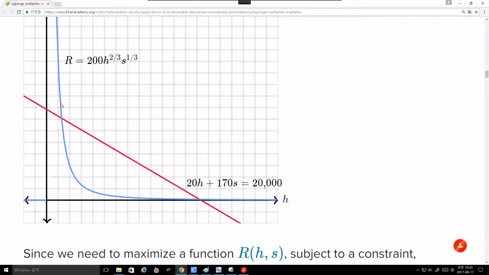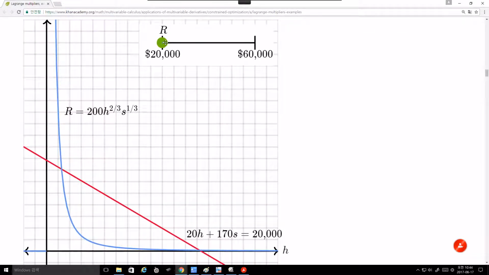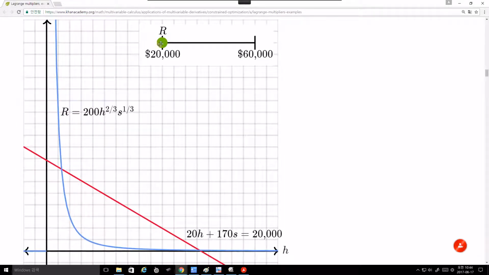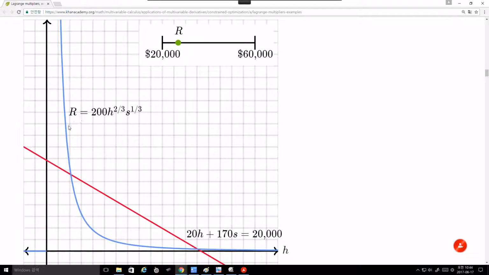So how can we do that? As we increase the revenue, we have something like this. Basically we want to find this point over here, so we want to maximize this.